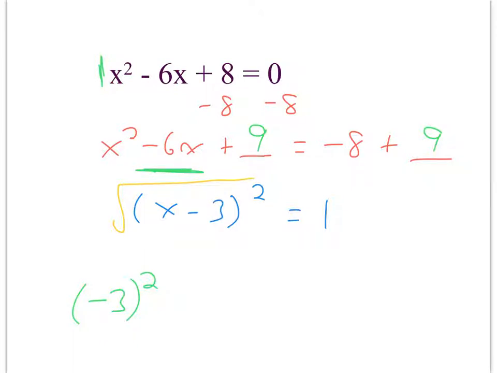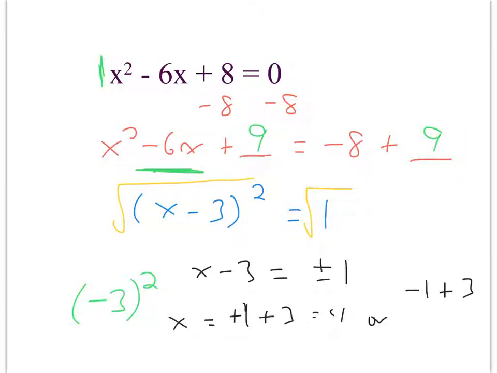The square root of (x minus 3) squared and the square root of 1. The square root of (x minus 3) squared is x minus 3, and the square root of 1 is plus or minus 1. Add the 3 to both sides, so x equals positive 1 plus 3, which equals 4, or negative 1 plus 3, which equals 2. And that is the same answer as we got before, 4 or 2.